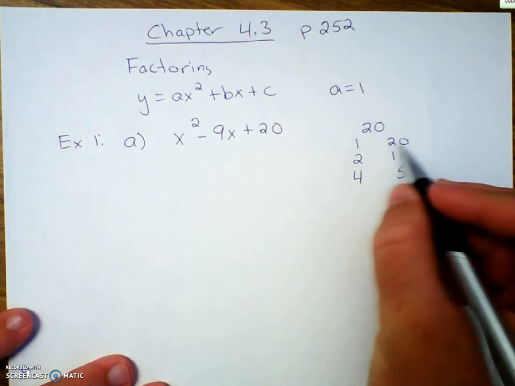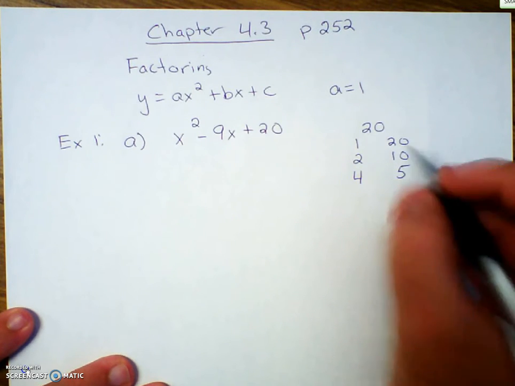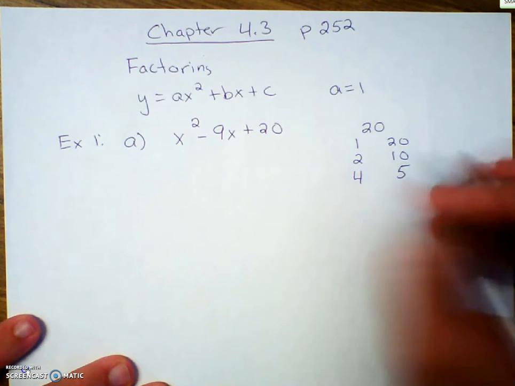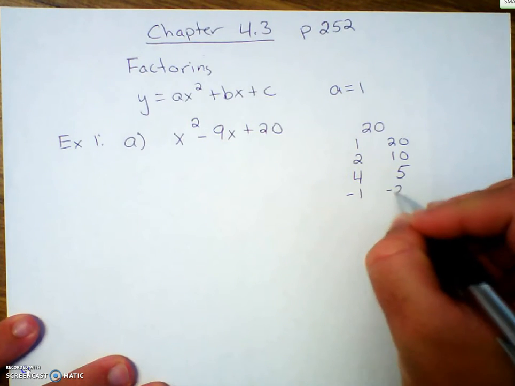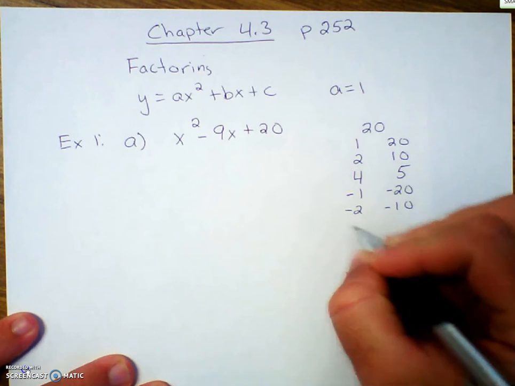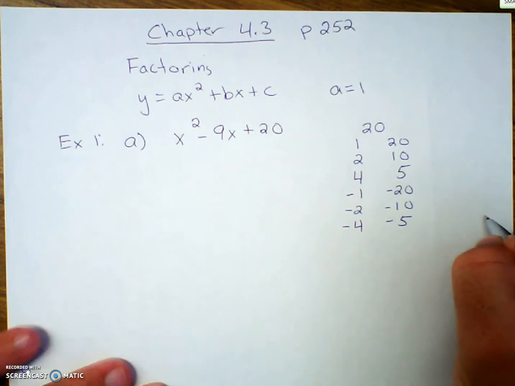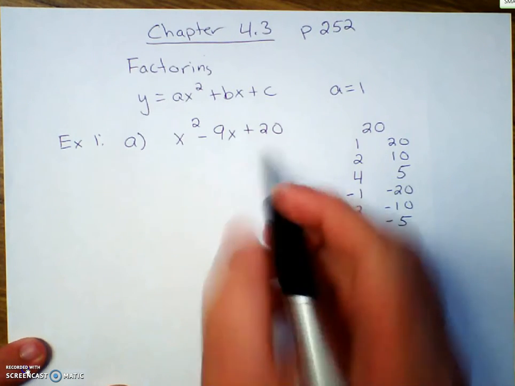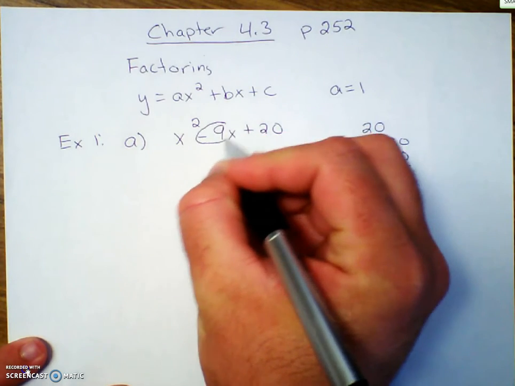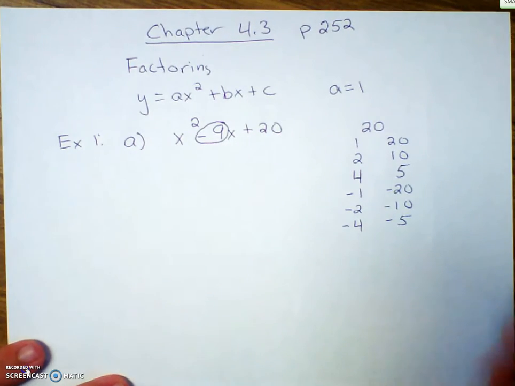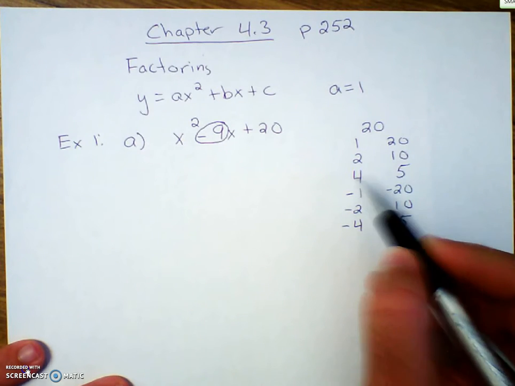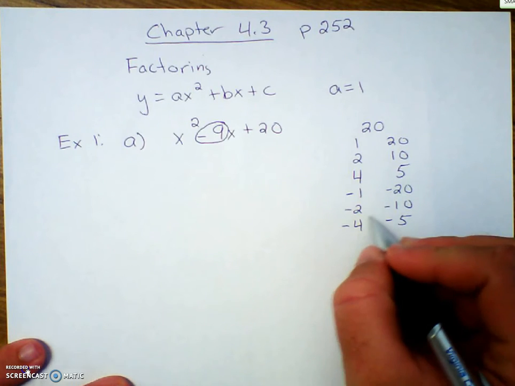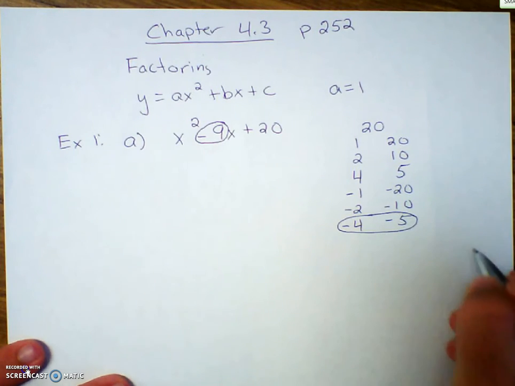And those are just one set of what will get you 20. Notice both of these are positive: 1 times 20, 2 times 10, 4 times 5. And you may not have to write this every time, but you could also do the negative forms of those numbers. And what you're looking for is which set of those multiples are going to add up to get you this middle number of negative 9. So if you start adding these, 1 and 20 gets you 21, 2 and 10 is 12, 4 plus 5 is 9.